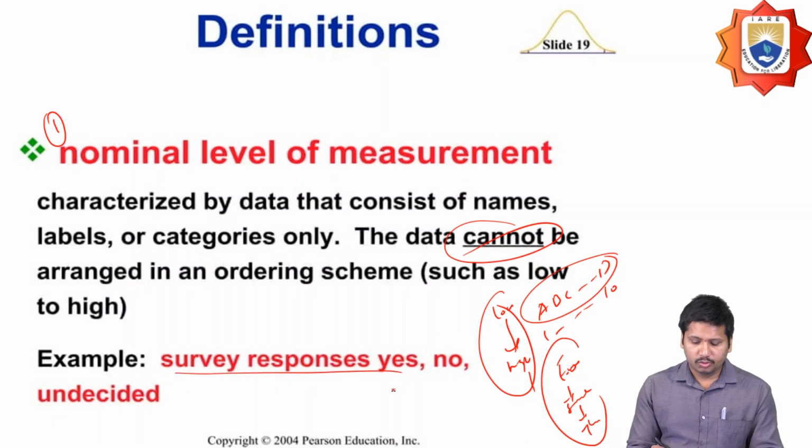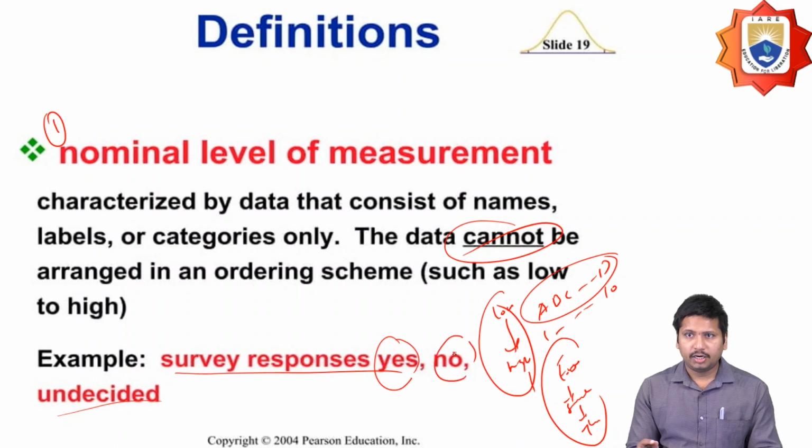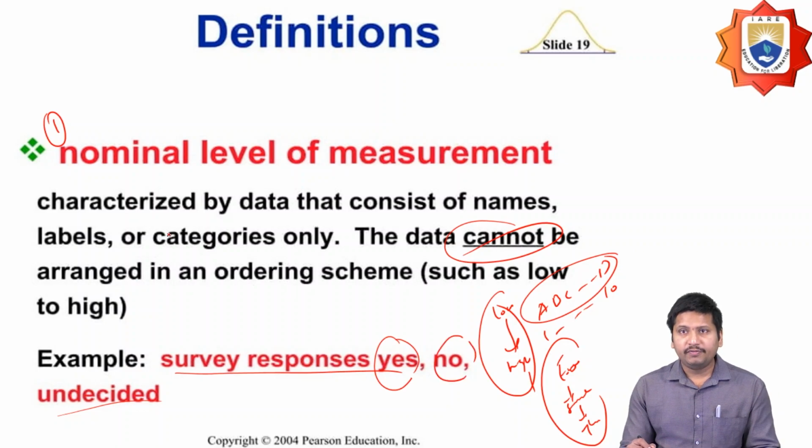An example is survey responses: yes, no, or undecided. The responses are either yes or no, or another kind of response. This kind of data consists of names, labels, and categories only, where the data cannot be arranged in order.